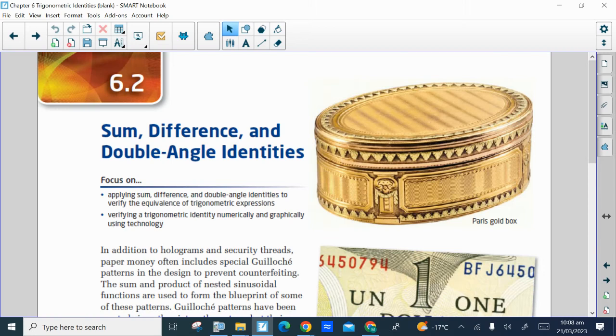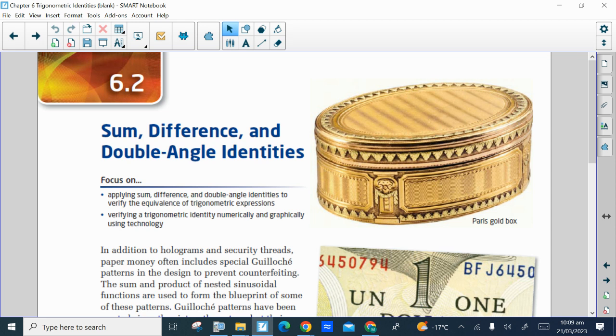Okay, 6.2. We're going to spend a couple days on this section. Yesterday we learned about using known identities to simplify other expressions, and we introduced the Pythagorean identity. For all values of theta, sine squared theta plus cos squared theta always equals 1. And then we have two variations of that.